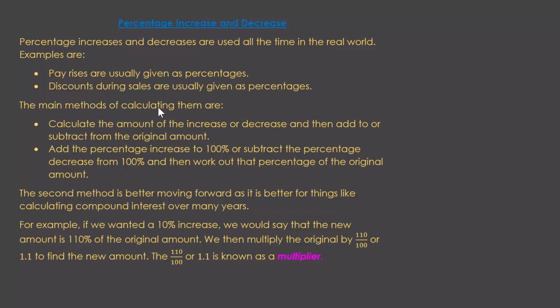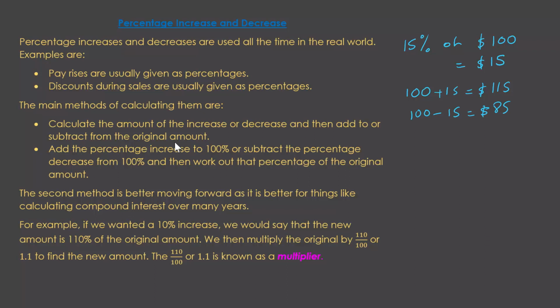The main methods of calculating them are: calculate the amount of the increase or decrease and then add to or subtract from the original amount. So in other words, you could work out, say 15% of, let's use something easy, $100, and it should be clear that that is just going to be $15. And then if it's an increase, we just do 100 add 15 is $115. Or if it's a decrease, like a sale, it's going to be $85.